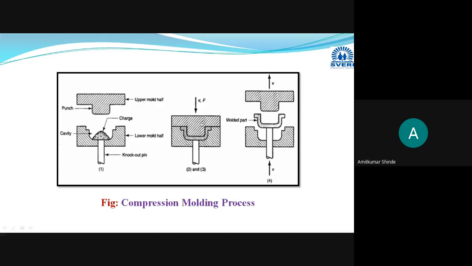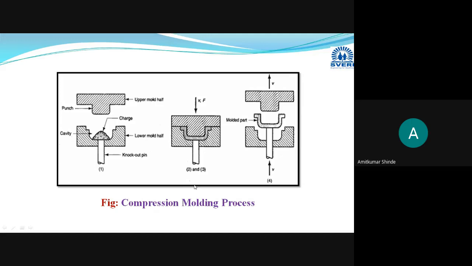Here is the pressing. Then curing will occur here, and at the end pressing and curing will occur. And at the fourth stage, after providing sufficient curing time, the molded part is ejected with the help of the ejector pin. This is the compression molding process.